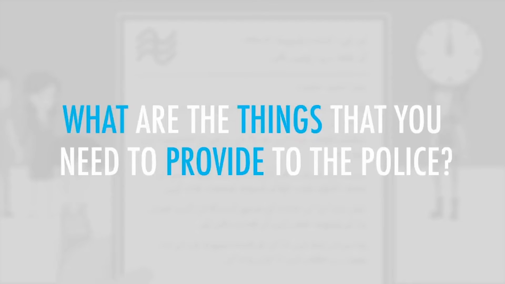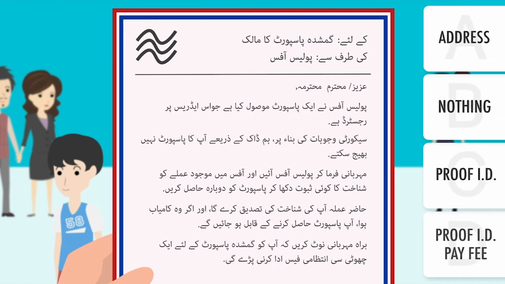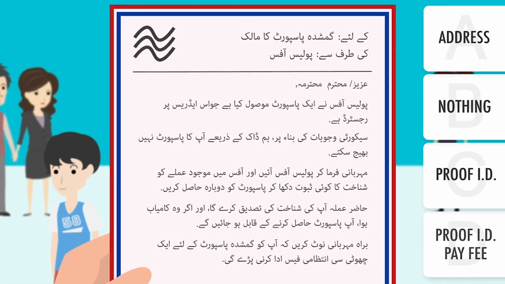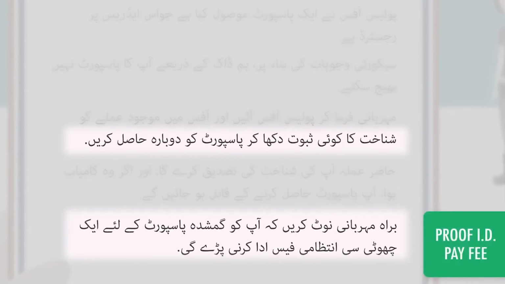According to a postcard you received from the police office, what are the things that you need to provide to the police? The postcard says that you need to present proof of identification and to pay a small fee. शनाख्त का सबूत, एक मामूली सी फीस.